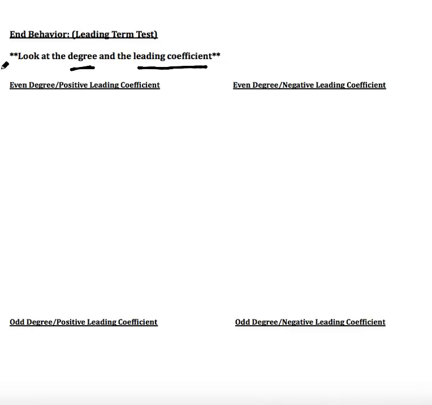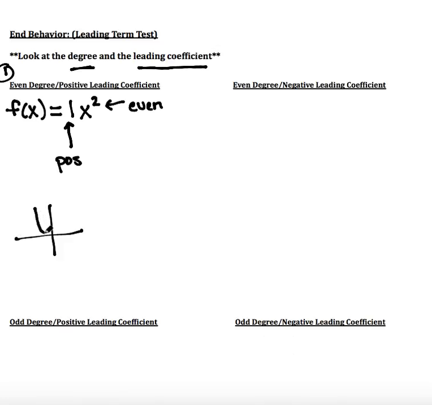The first case is if there is an even degree with a positive leading coefficient. So here's a basic example. Your function could be f of x equals 1x squared. So notice this leading coefficient is positive and the degree is even. Okay? Well, let's think about what 1x squared looks like. I know that x squared is a parabola.